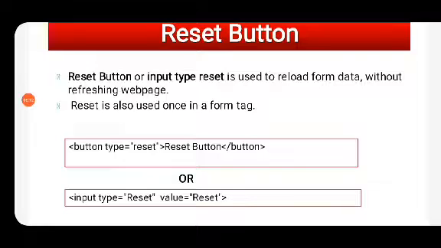For that again we can have two different codes to create a reset button in a form. The same button tag. Like in the submit button, where we used button type equal to submit, then closed the tag, wrote the text and closed the button tag, here you just have to write type equal to reset in the double quotation. And if you are using the input tag, then type equal to reset and value equal to reset. Same, just the words are changing.